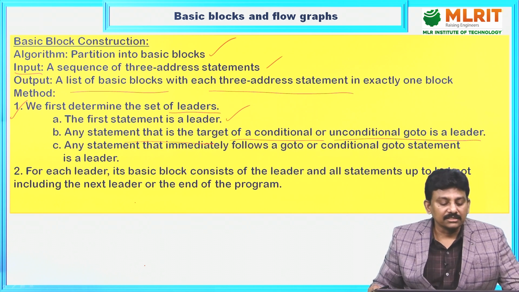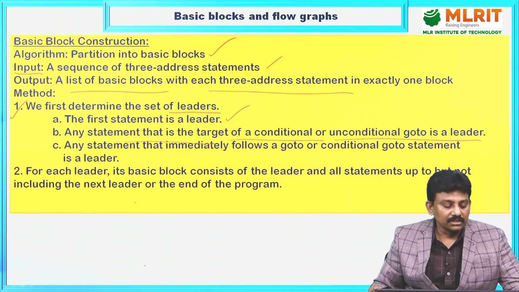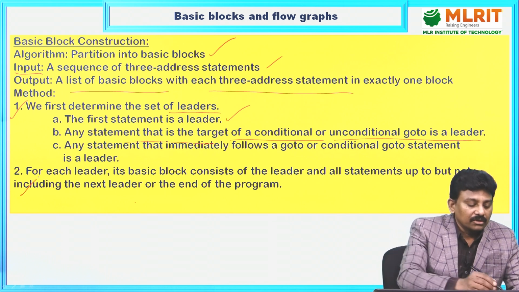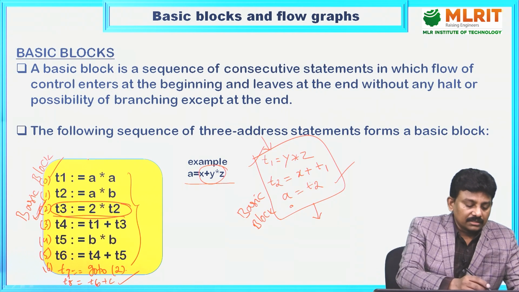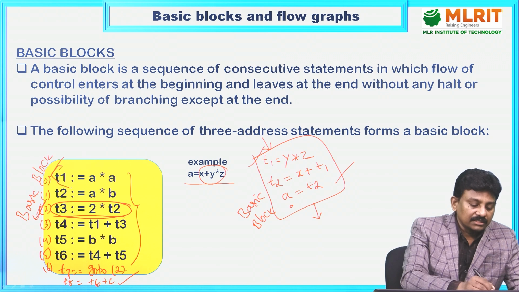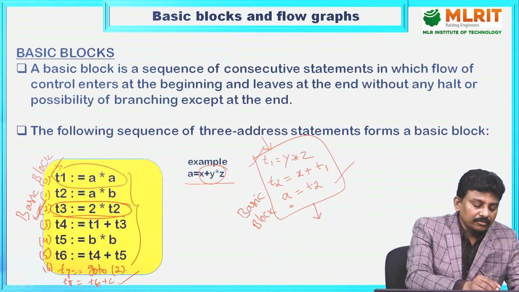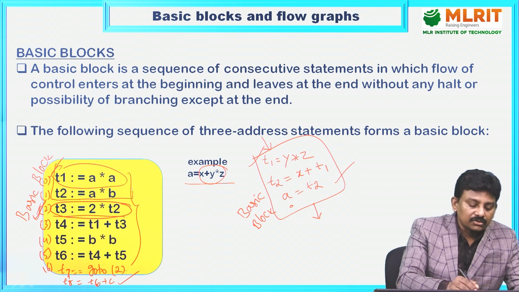Second point, any statement that is the target of a conditional or unconditional go to is a leader, or any statement that immediately follows a go to statement is also a leader. And also for each leader, its basic block consists of the leader and all statements up to but not including the next leader or the end of the program. That means here T1 is a leader, this is a leader. So the basic block containing T1 is equal to A star A; a leader is these two statements.